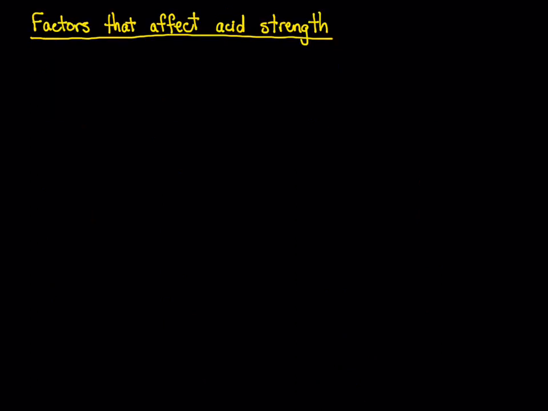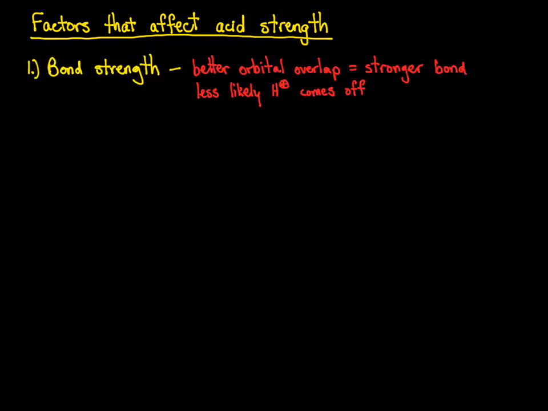There are several factors that affect acidity, and some are more important than others. We'll go through those now. The first factor is bond strength. The better orbital overlap you have between atoms, the stronger the bond. In the case of acids, this means that it is less likely that a proton will be removed.